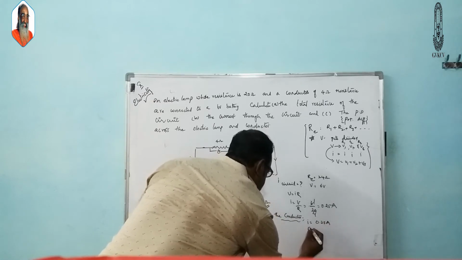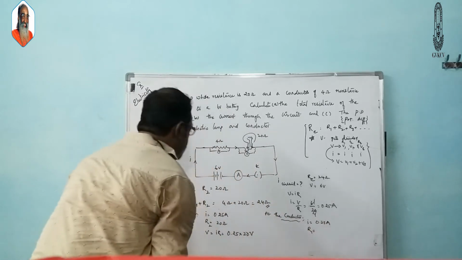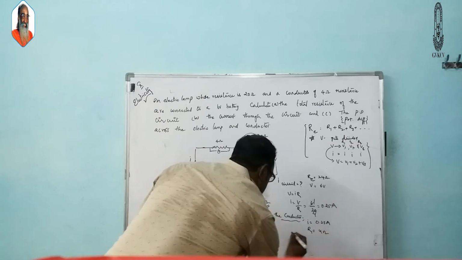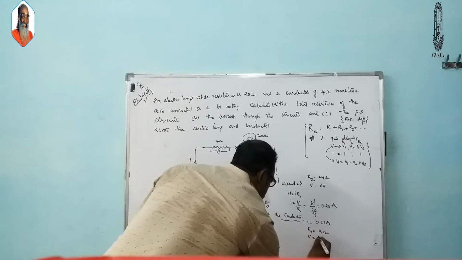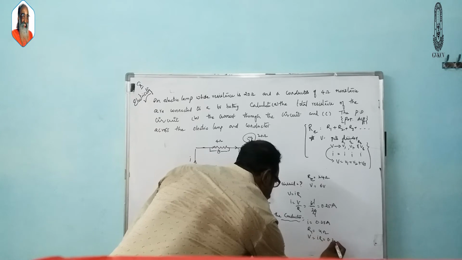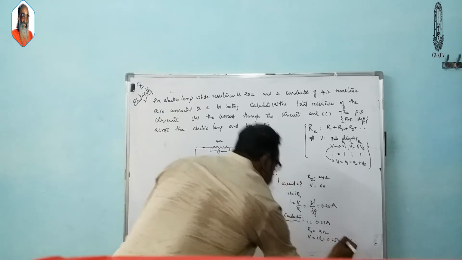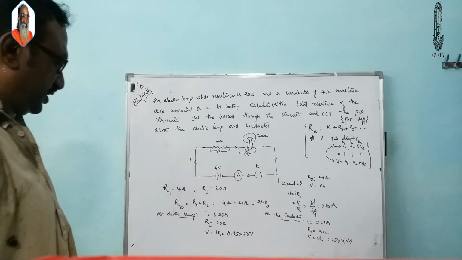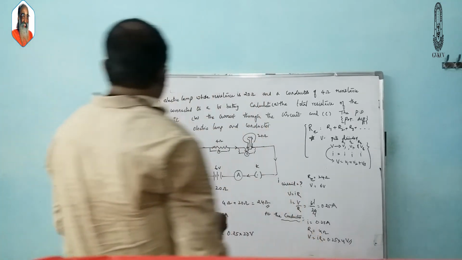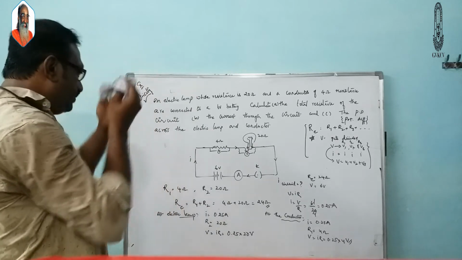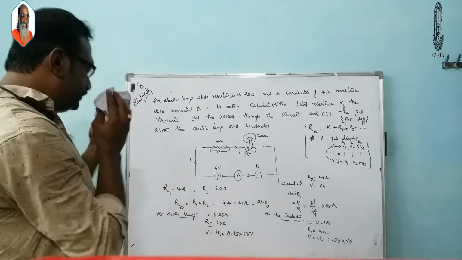And what is the resistance? We are taking it as R1. So it is 4 ohm. And what is V? V is equal to IR. So it is 0.25 into 4 in volts. So after calculating that, you will get the answer here. So that's the problem here. So it's a very simple application of whatever the concept we have learned there.